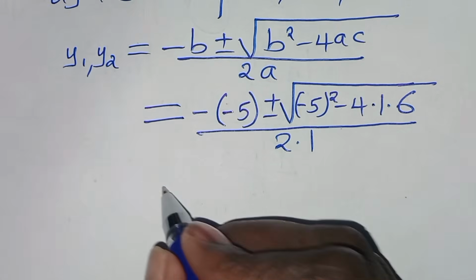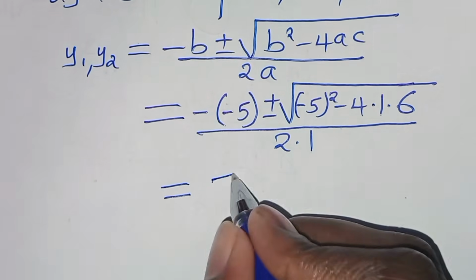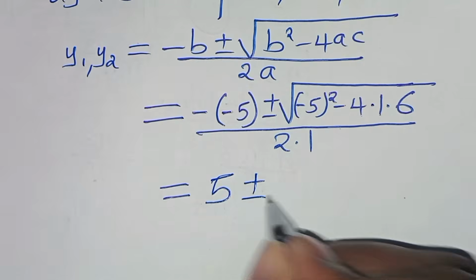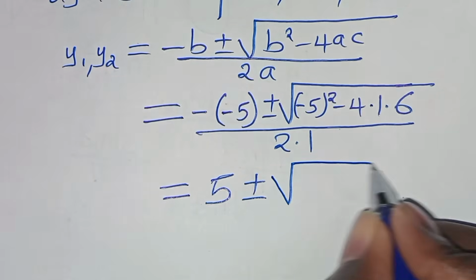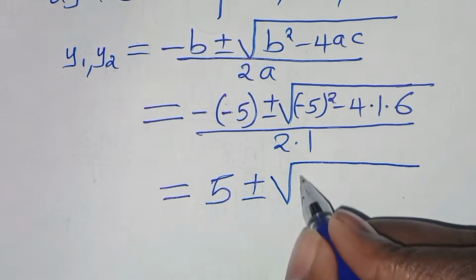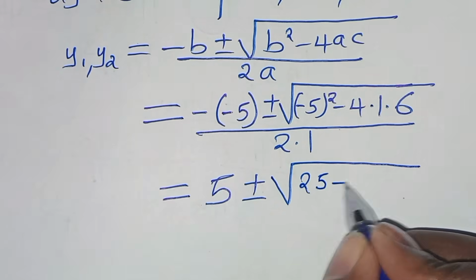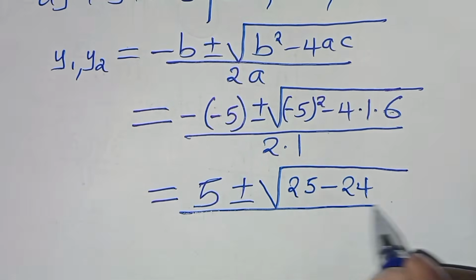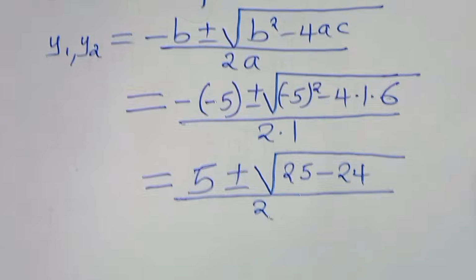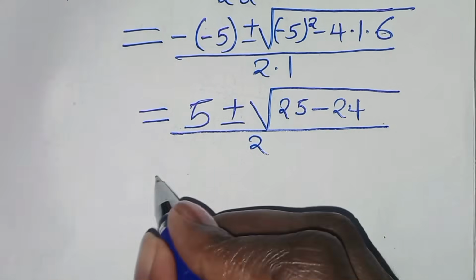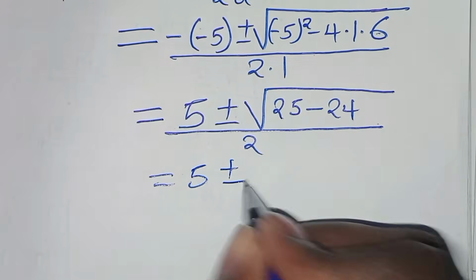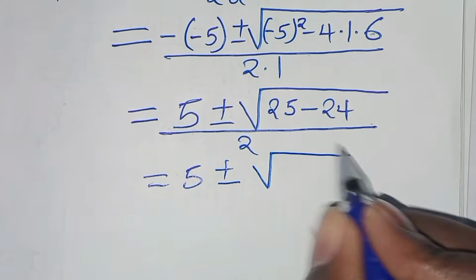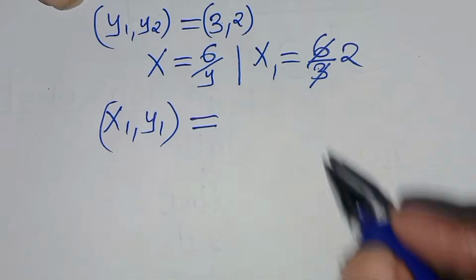The next step is that we have minus times minus 5. This is 5 plus or minus the square root of minus 5 squared, which is equal to 25. Then subtract 6 times 4, all over 2. So this implies here we have 5 plus or minus the square root of 25 minus 24, over 2.